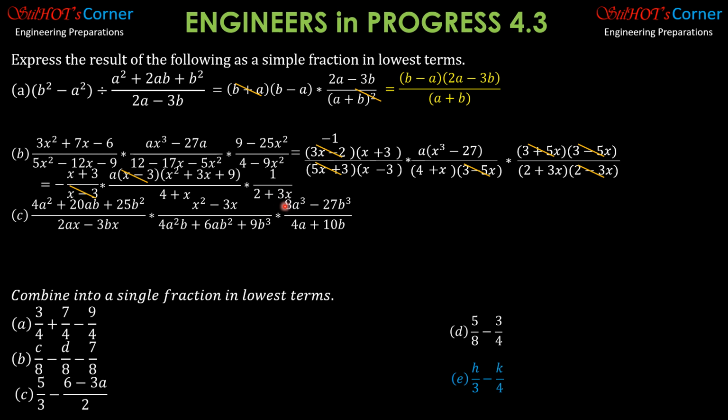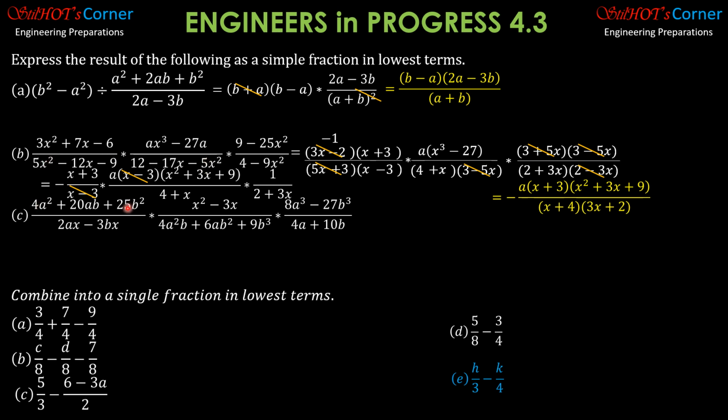So the final answer is, let's put it here, negative of a quantity x plus 3, quantity x squared plus 3x plus 9 all over x plus 4, then times 3x plus 2. So that's it for this fraction here, operations of fractions.